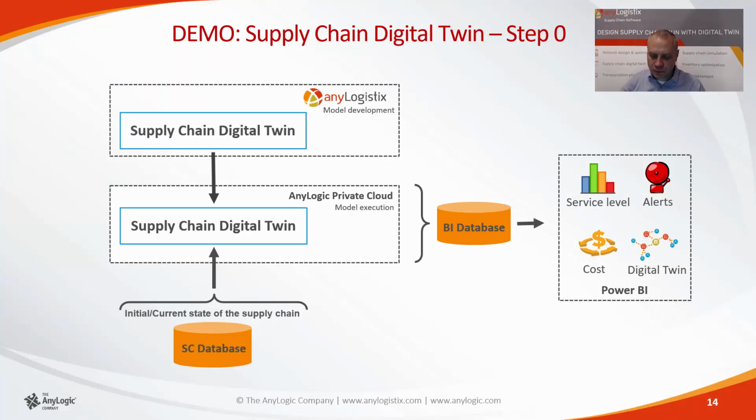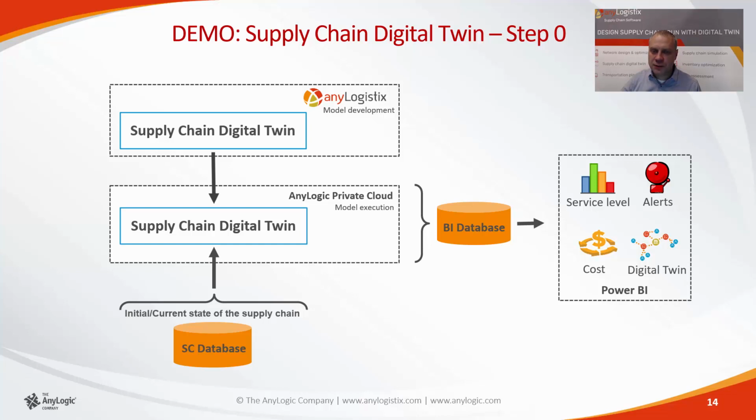And before we move to the next step, I would like to repeat what I did here. First, I showed you the supply chain digital twin model in anyLogistix. Then we uploaded this model to anyLogistix private cloud, and ran this model there in the cloud. Then we looked at the Power BI, which visualized the data produced by the supply chain digital twin run in the cloud. And at the end, we changed our model in the way that it could read the initial state and run the simulation from that initial state.